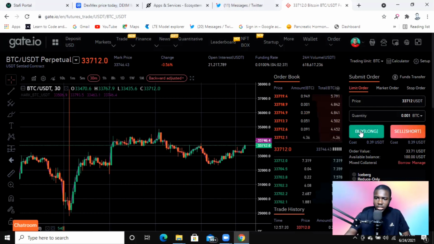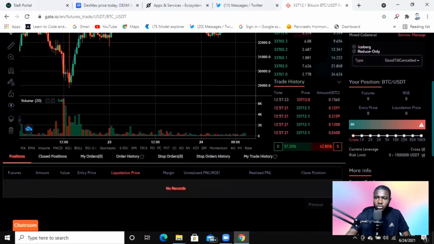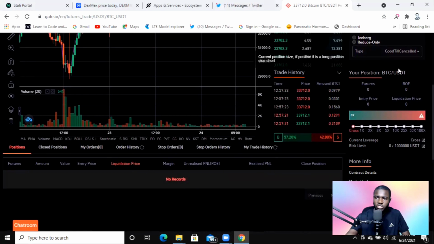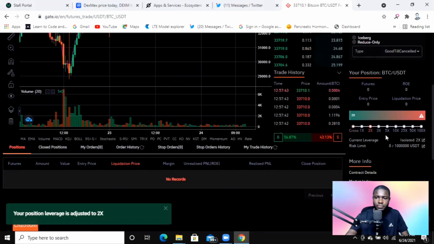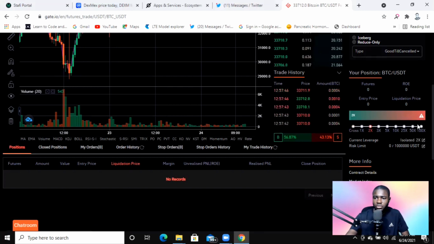So this is for buying long, this is for selling short, and the details of your order are being put right here, right? So you can also see your position here. If you open a position, you can see all details about the position, the return on investment, and the leverage and everything, right? So you can adjust your leverage here.